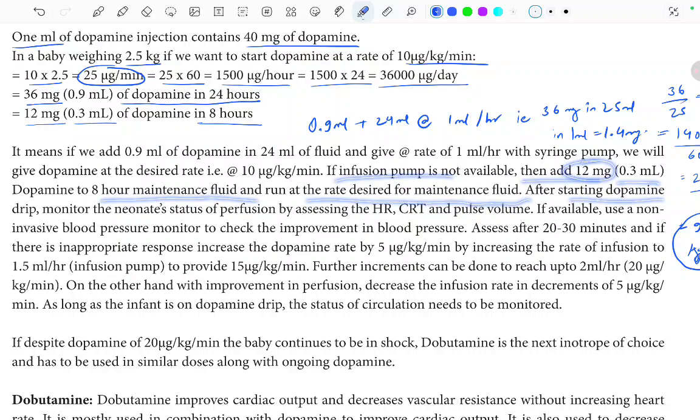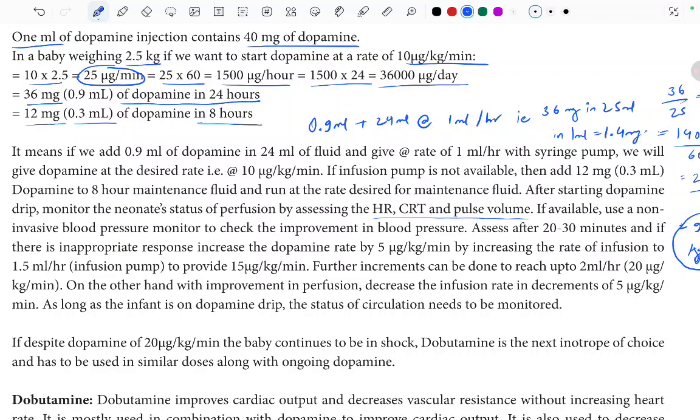After starting the dopamine drip, monitor the neonate's status of perfusion by assessing the heart rate, CRT and pulse volume. After starting, we have to look at heart rate, CRT and the pulse volume. If available, use a non-invasive blood pressure monitor to check the improvement of the blood pressure.